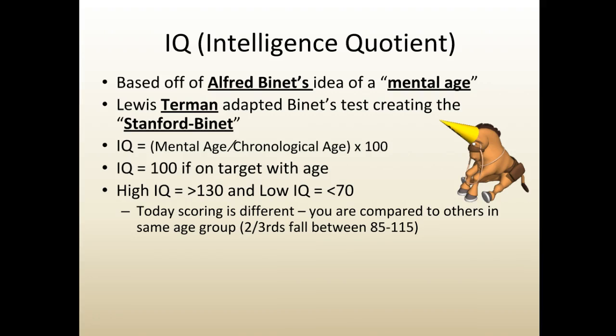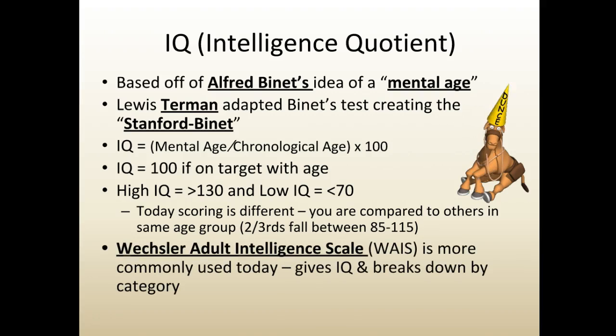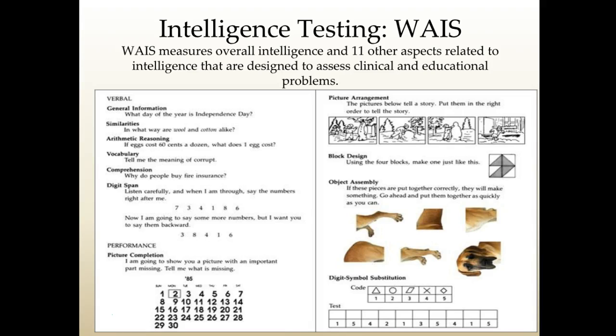Today's scoring is a little bit different, and so we use what we call the Wechsler Adult Intelligence Scale, the WAIS. It's more commonly used. It gives IQ and breaks down by category, so it's not just one specific number. And this is an idea of the categories that they test you in now. So there's 11. They take a look at everything from just general information all the way down to how you might put something together. Again, just testing a variety of different areas of intelligence.